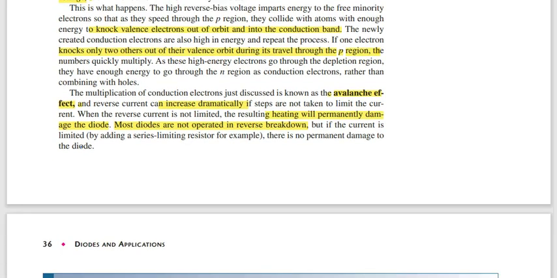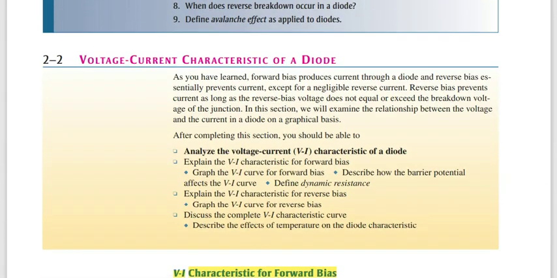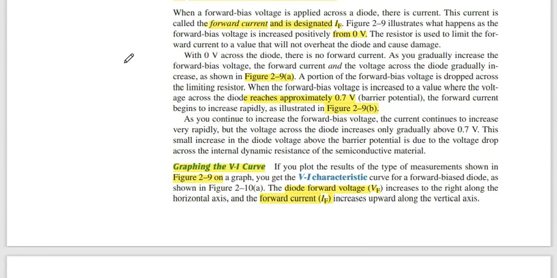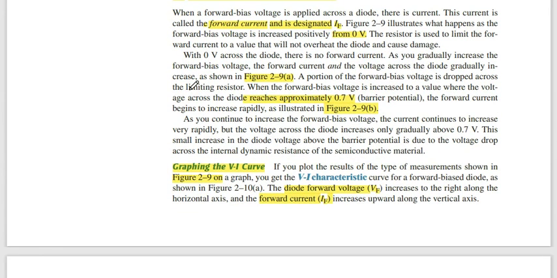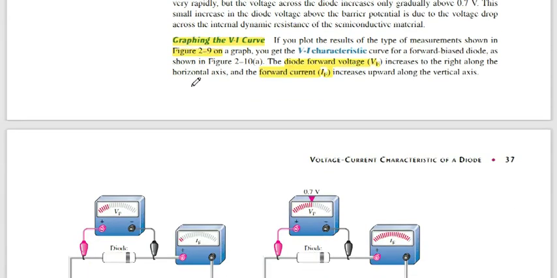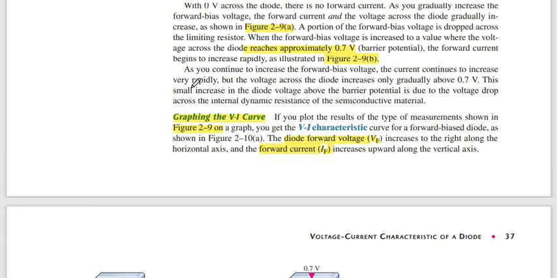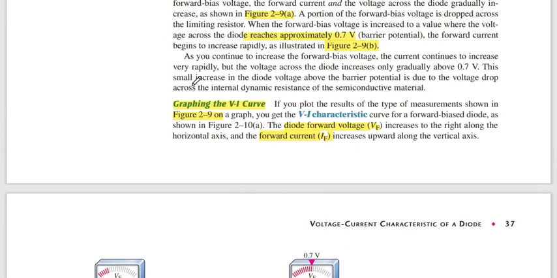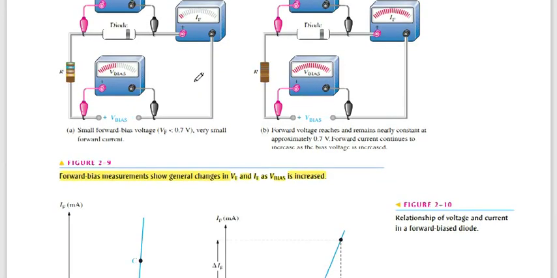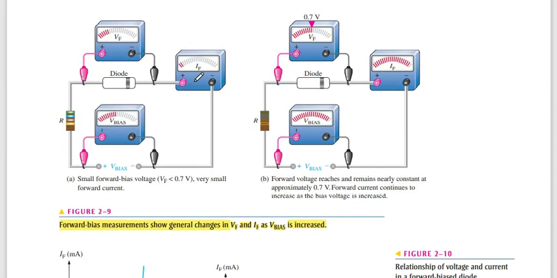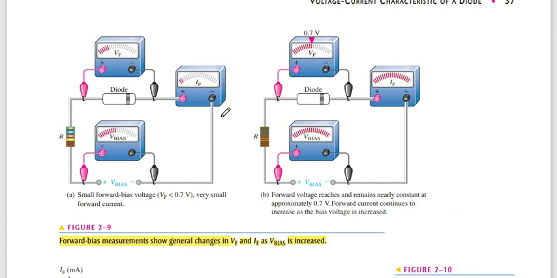Next point is the voltage-current characteristics of a diode. In this topic, what happens? The graph of a VI curve, I mentioned in the curve. First, we see the circuit diagram.